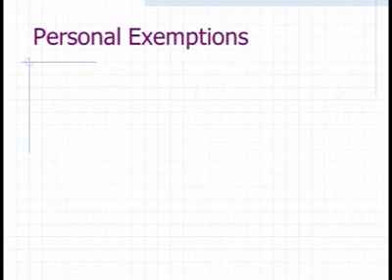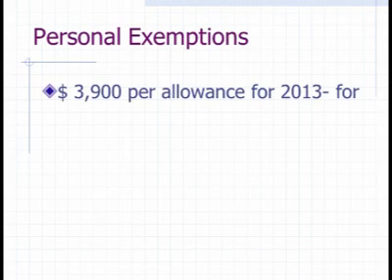A personal exemption, that's the $3,900 for 2013. Indexed for inflation, so it changes every year. You'll want to make sure that you refer to the information I'm putting at the bottom of tests and quizzes where we have the filing information for 2013 so you don't get confused.